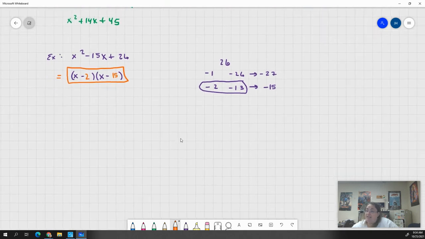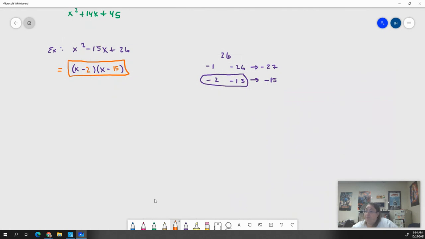Let's look at one that doesn't have a positive C term. Let's look at k squared plus 2k. I want 2k. Somebody give me $2,000 right now.